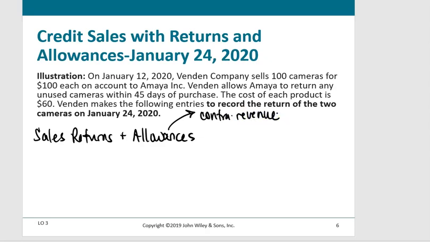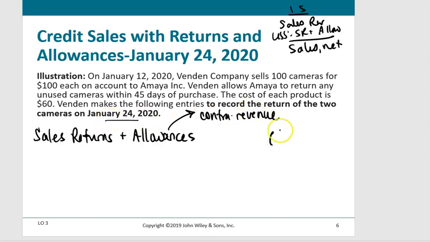Remember, on the income statement, the company typically reports net sales at the top of the income statement. And what is net sales? It's sales revenues less sales returns and allowances. So sales returns and allowances reduces net sales. And on January 24th, we're receiving 2 cameras back. So we want to undo the sales revenue related to 2 cameras, but we don't just decrease sales revenue because we want to be able to track and separately account for the merchandise that was returned or if we provide an allowance to the customer.